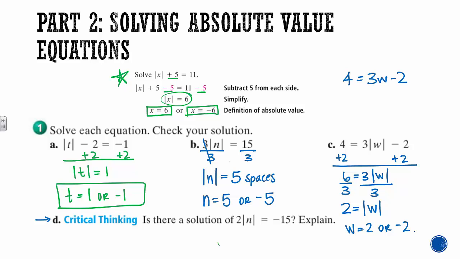This next one is super duper important. Is there a solution to this equation right here? So if I gave you this equation and told you to solve, first thing we gotta do is divide both sides by 2, and we get the absolute value of n is negative 7.5. So remember, this is asking us what numbers are negative 7.5 spaces away from 0.